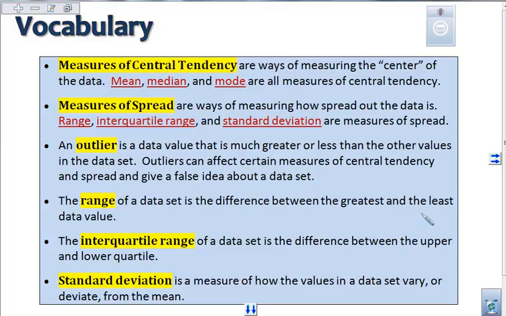An outlier is a data value that is much greater or less than the values in a data set. Outliers can affect certain measures of central tendency and spread and give a false idea about a data set.